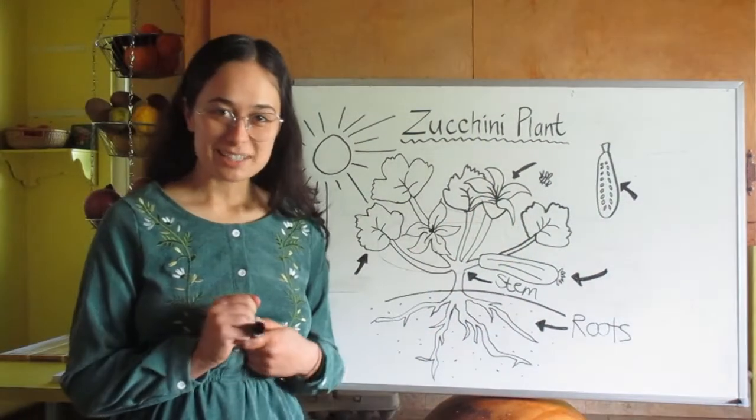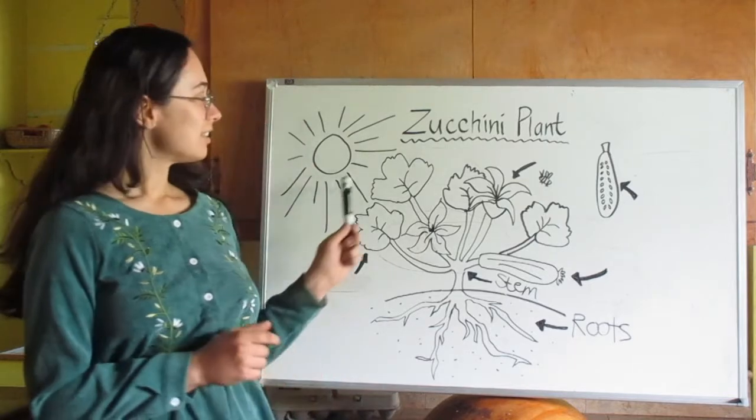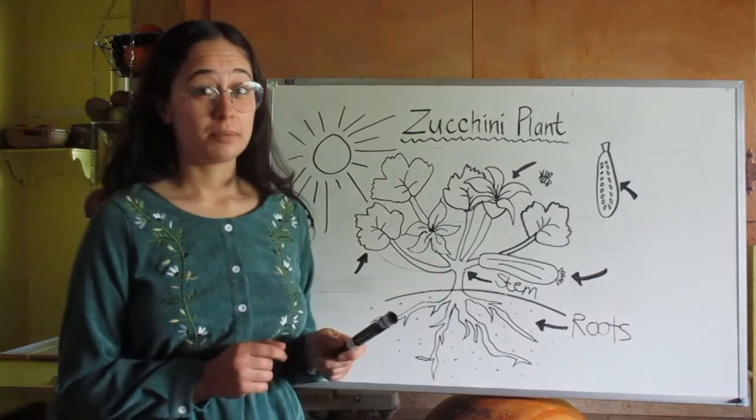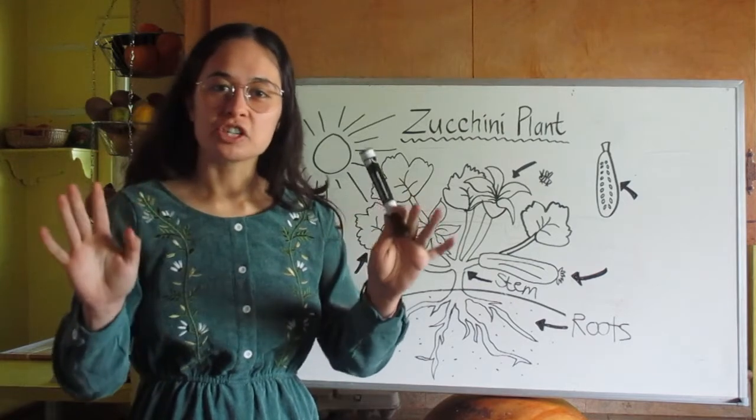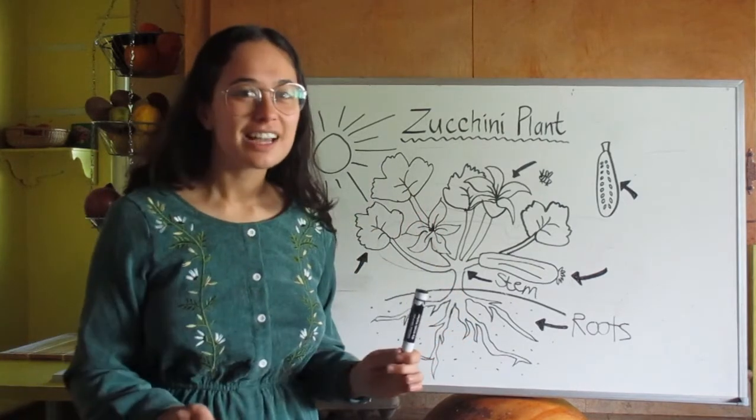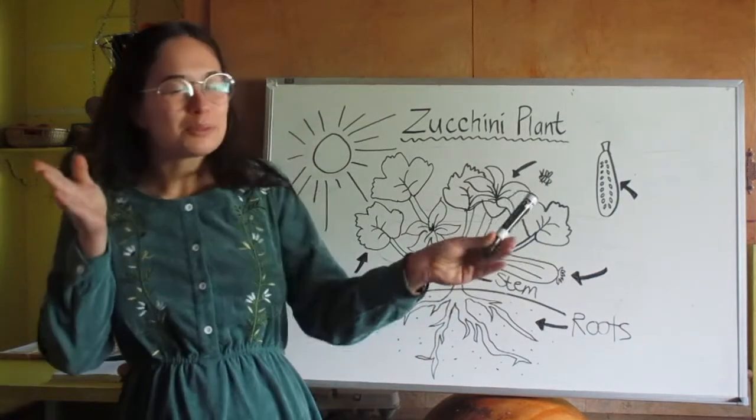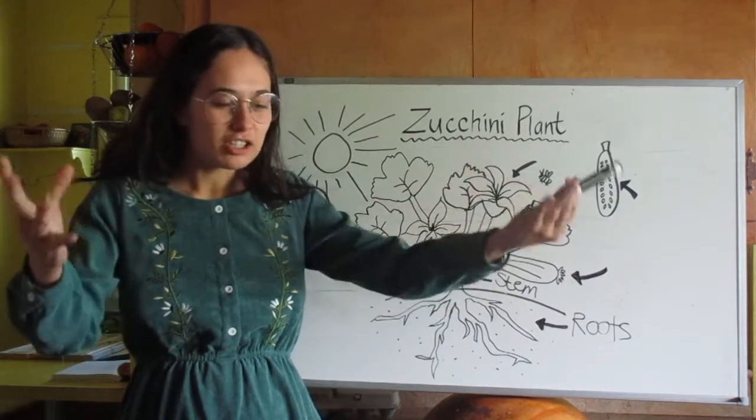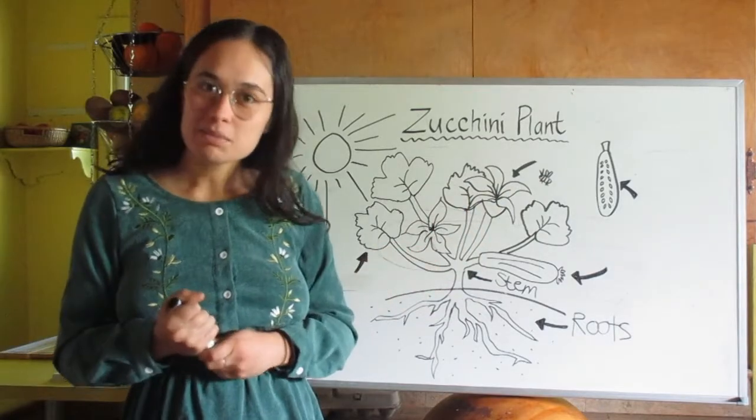Okay, so the next part of the plant we're going to talk about are the leaves. Now, the leaves are incredibly important on a plant. They take the energy from the sun and turn it into food. Isn't that crazy? Imagine if you were sunbathing at the beach, feeling all warm and toasty, and then your body took in all that sun and made food out of it. Well, that's what plants do.